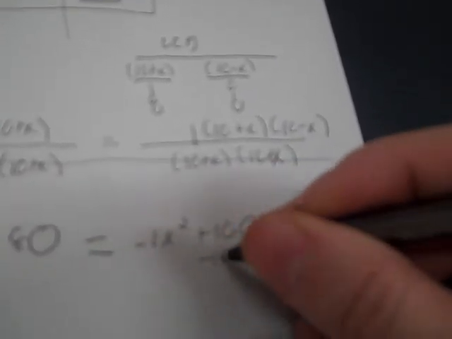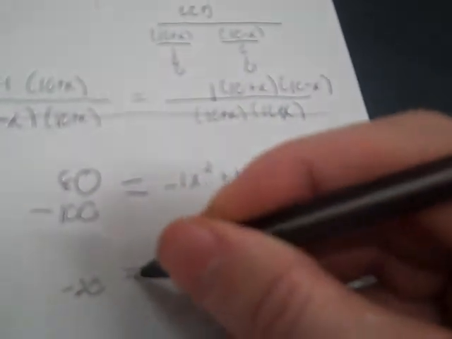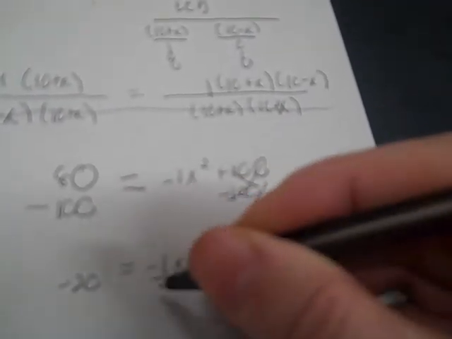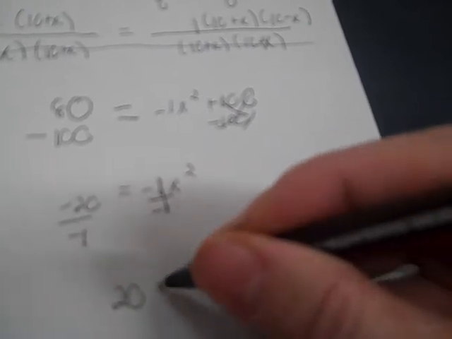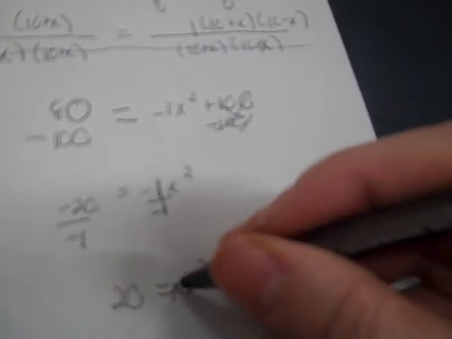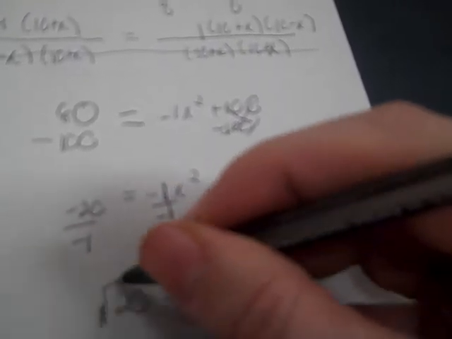Okay, all we have to do is isolate the x here. So I have 100 that's being added to it, so I need to subtract that. So negative 20 equals negative 1x squared, and then I'm going to divide by the negative 1, and that's going to be 20. And then I find the square root of 20. Okay, the square root of 20 is 4.47, so 4.5 miles per hour.